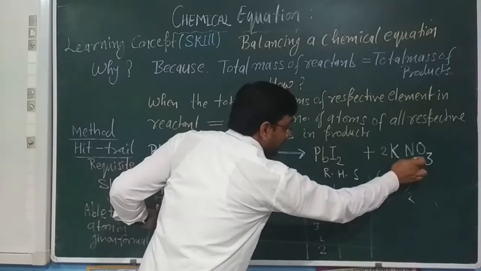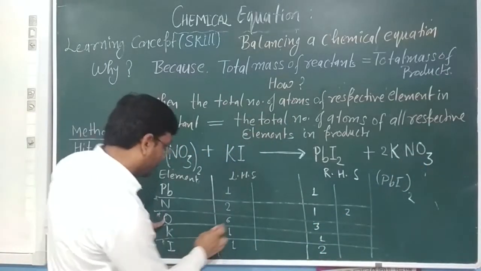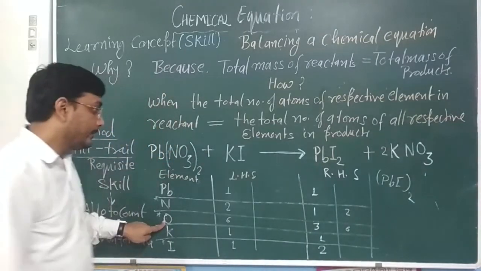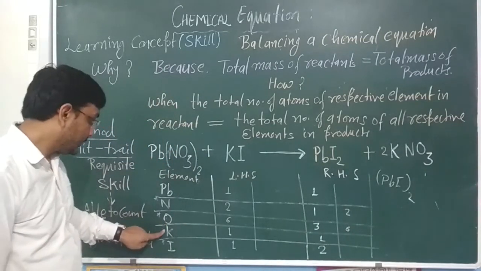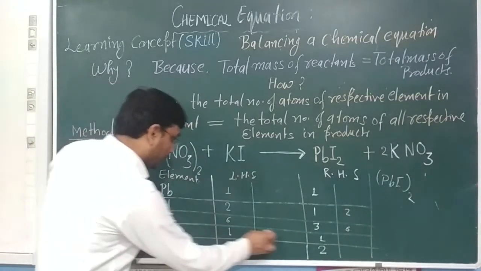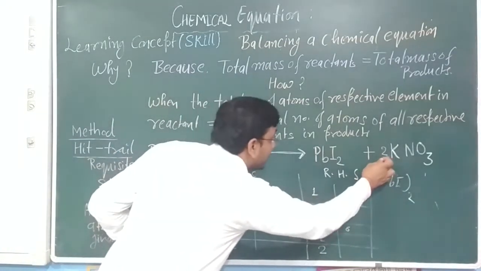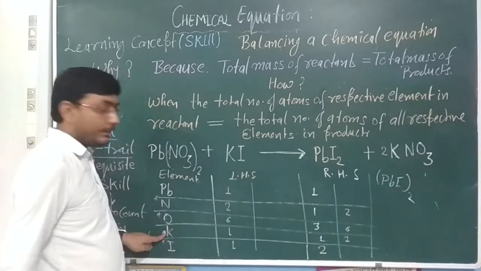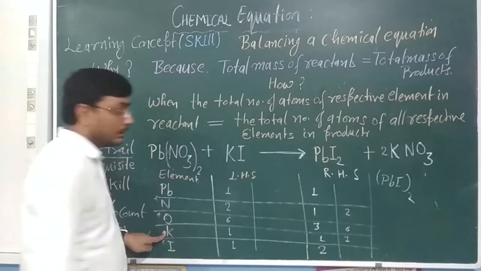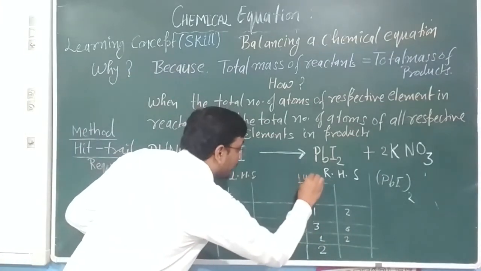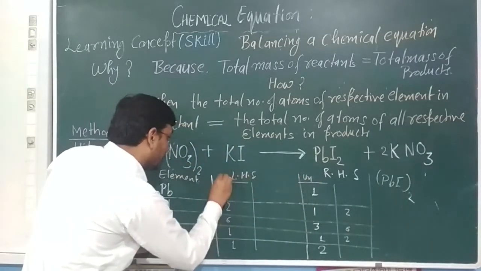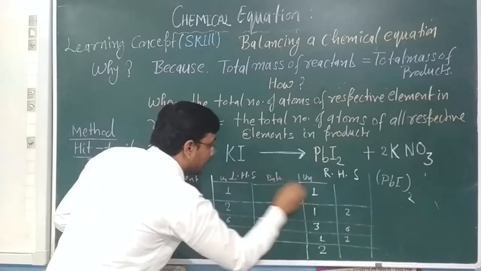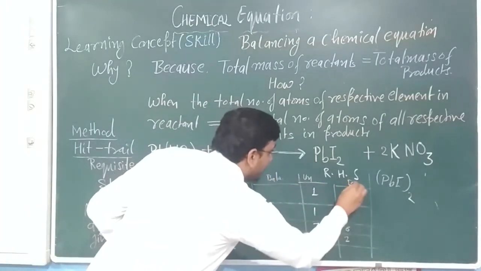Oxygen became 6. Wow, oxygen became 6. It is balanced. Then potassium: 1 on the left, now with the problem created, it became 2 potassium. Previously it was 1. This is unbalanced. This column is for balance, and this column is for balance.